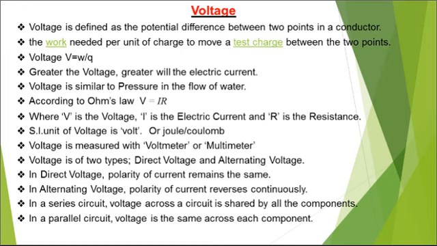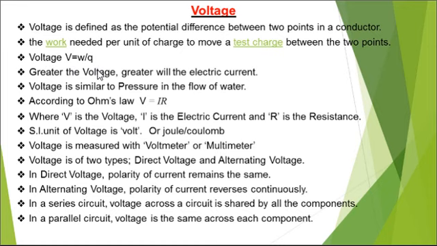And also another definition of voltage is nothing but work per unit positive charge. The work needed per unit of charge to move a test charge between the two points. So now a charge will be moved from one point to another point. We need to do some work, which is stored as a voltage. So voltage is nothing but work per unit positive charge. V is equal to W by Q.